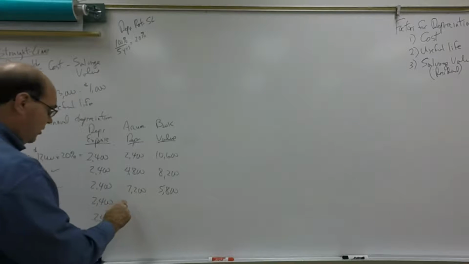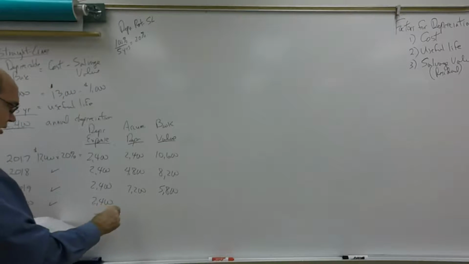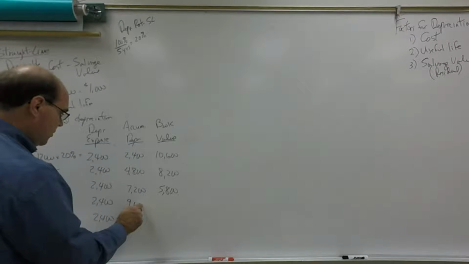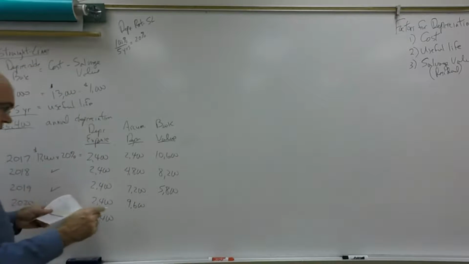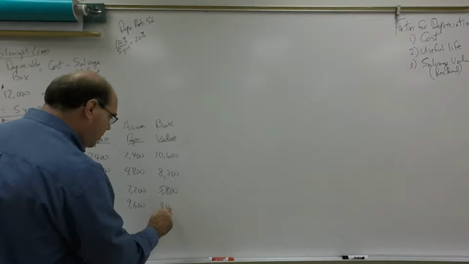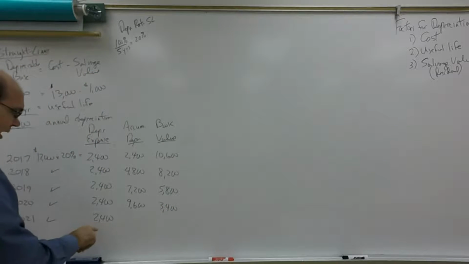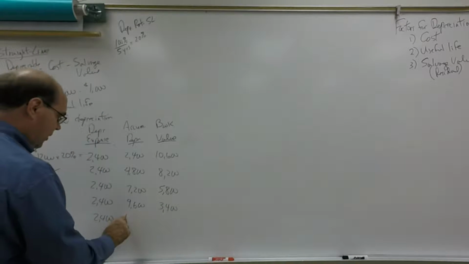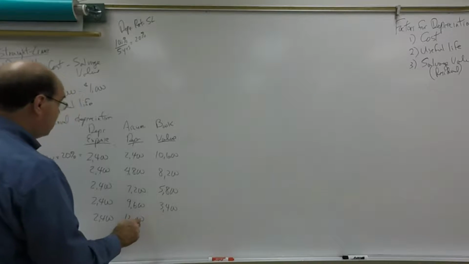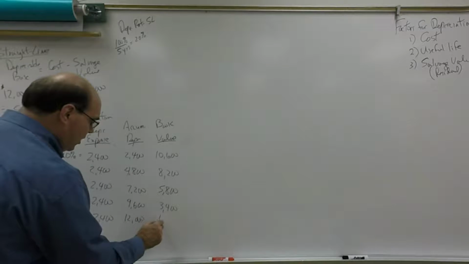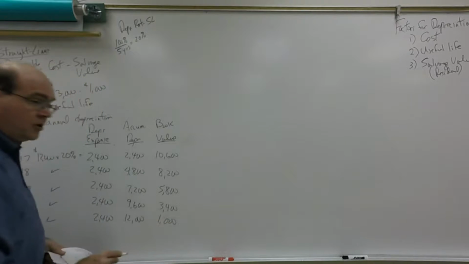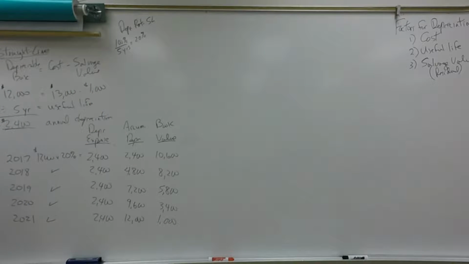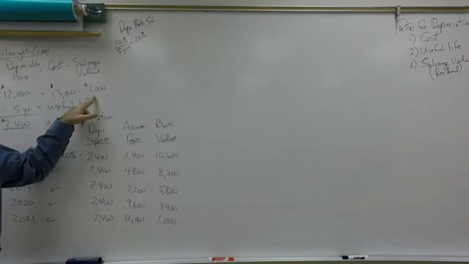And you just keep repeating this. 2,400 added on, that is 9,600. Subtract that from the cost of 13,000, that's 3,400. And then finally, the last year we take depreciation, that comes up to 12,000. We subtract that from the 13, and we think the book value is $1,000. Hey, guess what? Where's that $1,000? Doesn't that sound familiar? Isn't that what we thought the salvage value was, right?